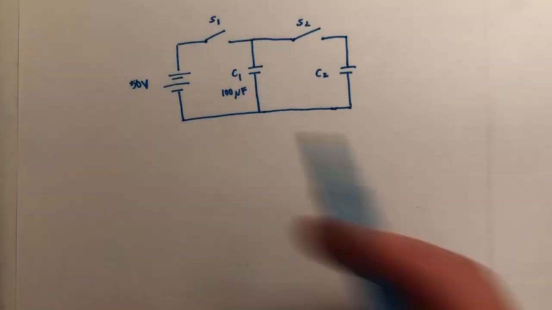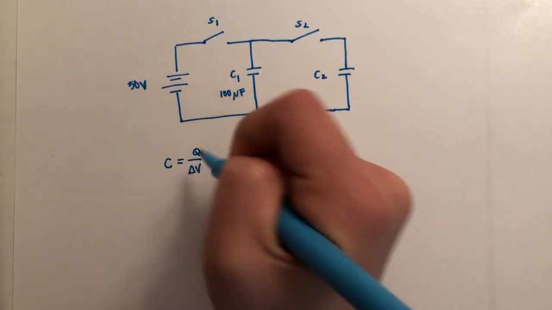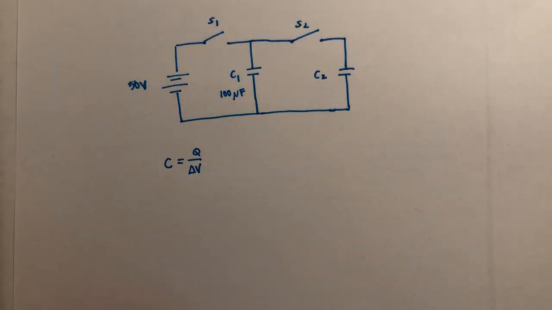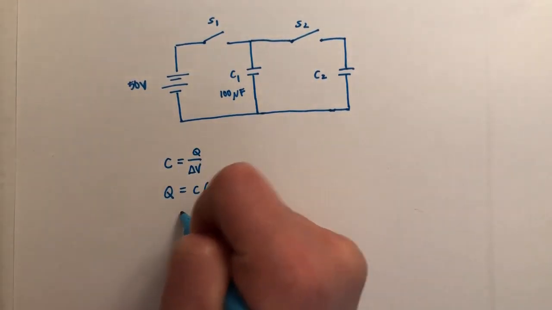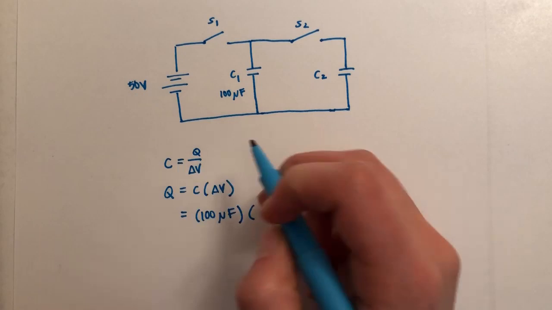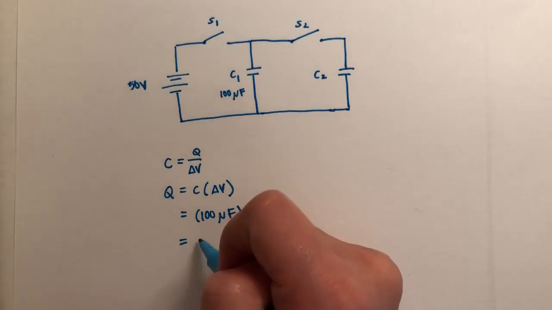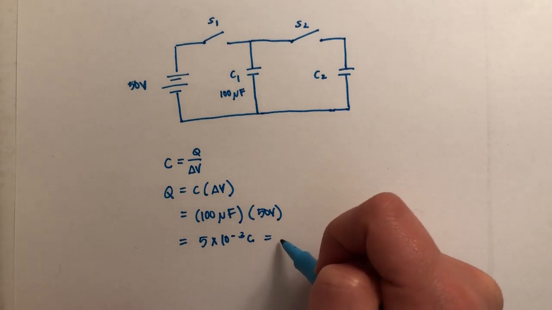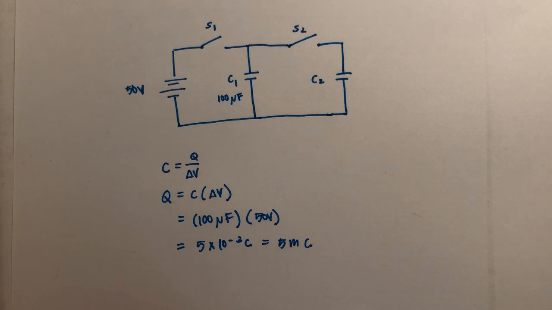So we can figure this out by doing capacitance is equal to charge over delta V, and then we're trying to find the charge, so Q is equal to capacitance times delta V. The capacitance is 100 microfarads. The delta V is 50 volts, or the potential difference is 50 volts. Multiply those together, and you get 5 times 10 to the negative third coulombs, which is also equal to 5 millicoulombs.